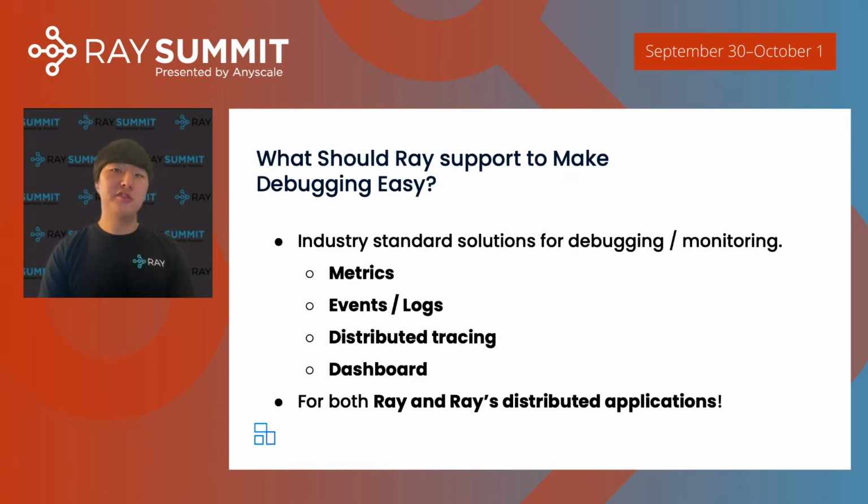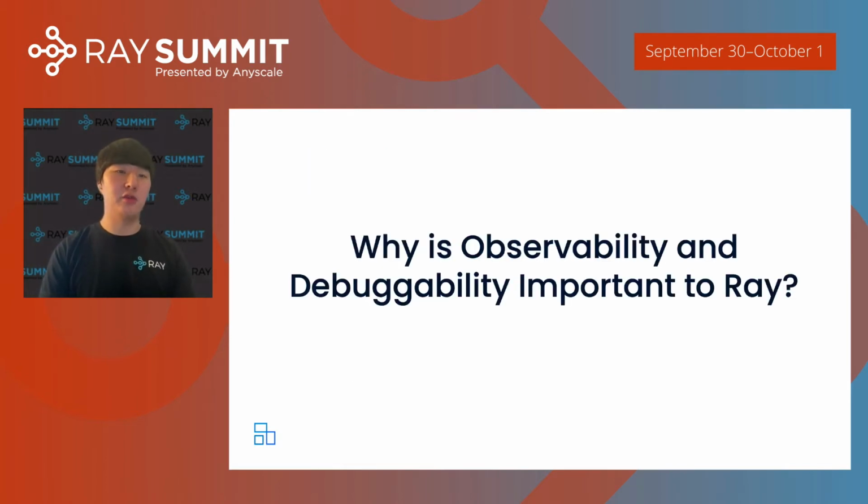Fortunately, there are many proven solutions in the industry to debug and monitor distributed systems. And this means Ray can also solve the same problem by supporting the same tools, such as metrics, events, distributed tracing, or a dashboard that shows the state of the Ray system. It is also really important to support these tools for both the Ray system and Ray distributed applications. And I'll explain why this really matters to Ray.